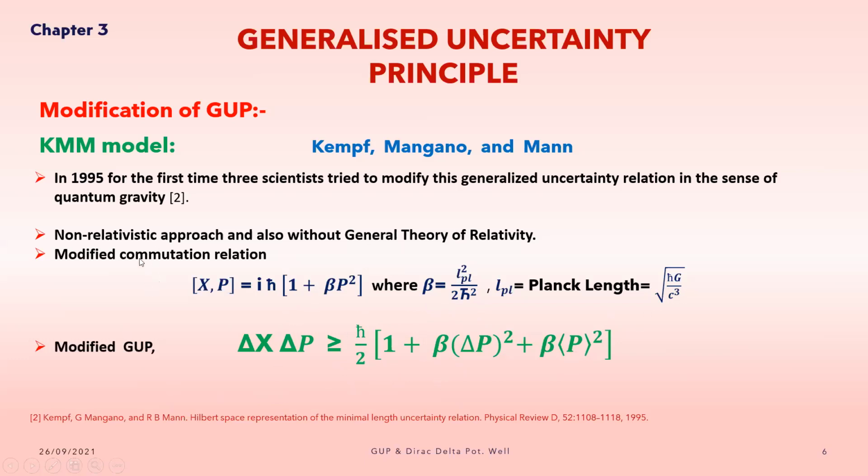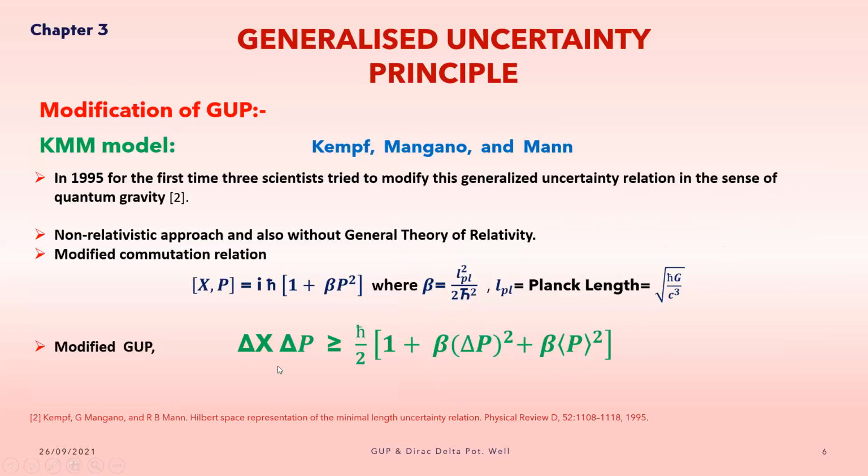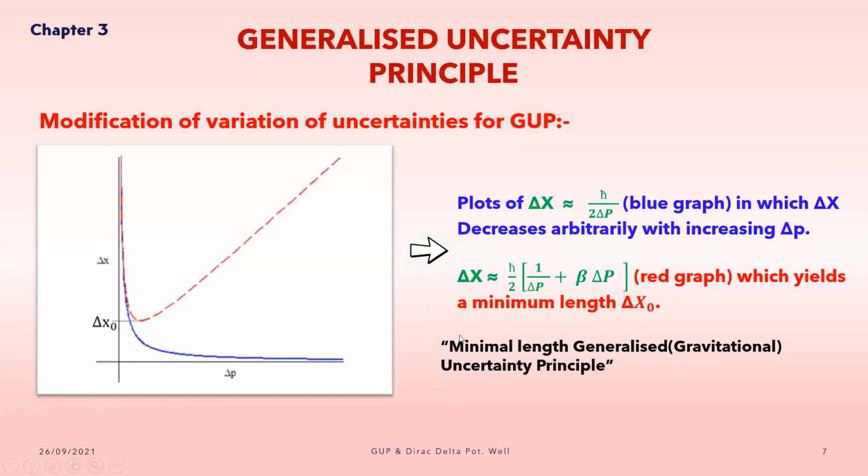Okay, now they have already shown the modified commutation relation. If we modify these delta x, delta p as the modified GUP term, then we find that approximately delta x is almost equal to h cut by 2 times (1 by delta p plus beta delta p). This is the modified GUP, and this is the modified Heisenberg uncertainty principle. Then we are going to plot it, and if we plot it, we can see that at a certain range.